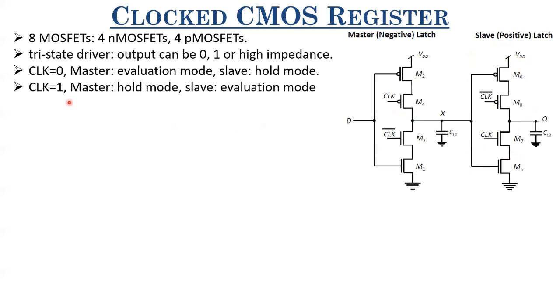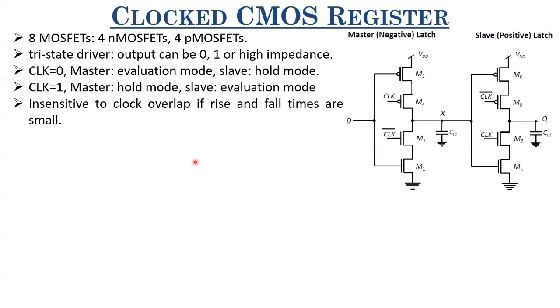What happens when clock is 1? When clock is 1, this goes to hold mode, and whatever value of X was sampled here, it propagates here, like an inverted version of that propagates here. So this is in evaluation mode, this is in hold mode, and as such, at the positive edge of the clock, whatever value of D was sampled here, it goes to Q.